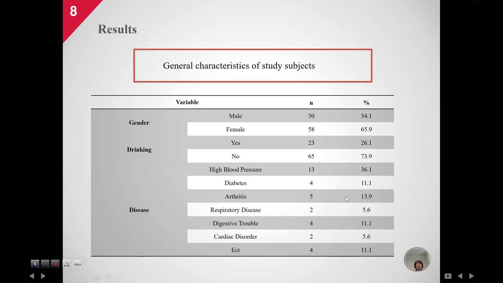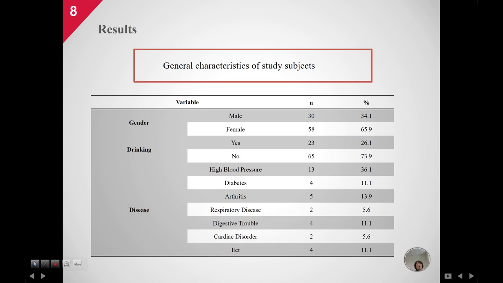And let's look at our study results. The first table shows the general characteristics of the study subjects. Among the subjects, 546 were men and 746 were women. So our total participation is 1,292 people who participated in this study.